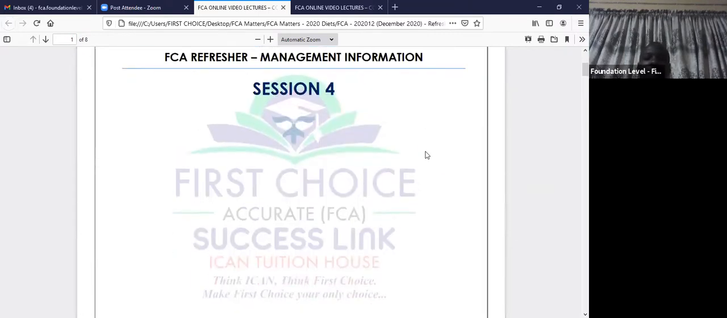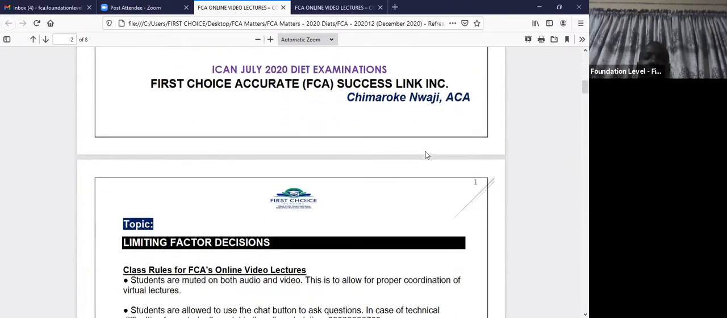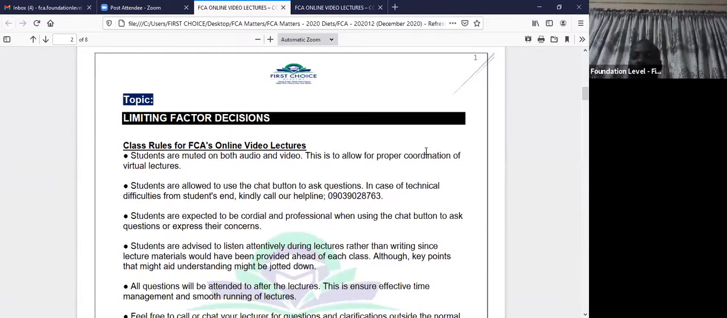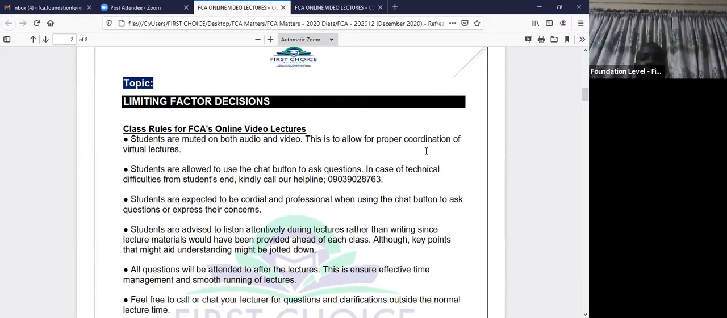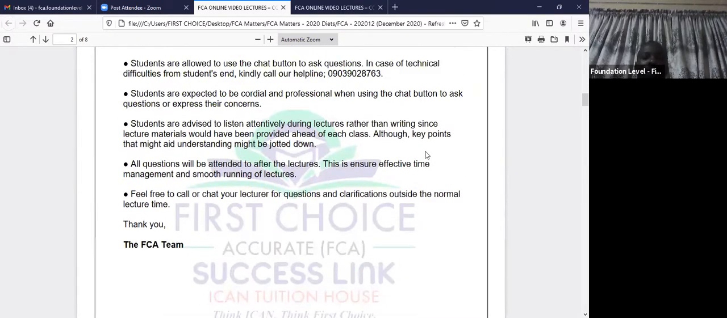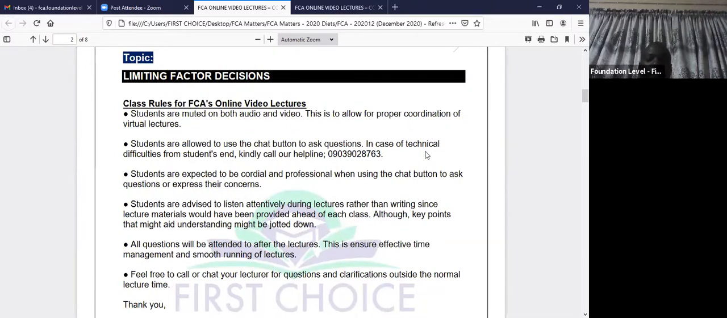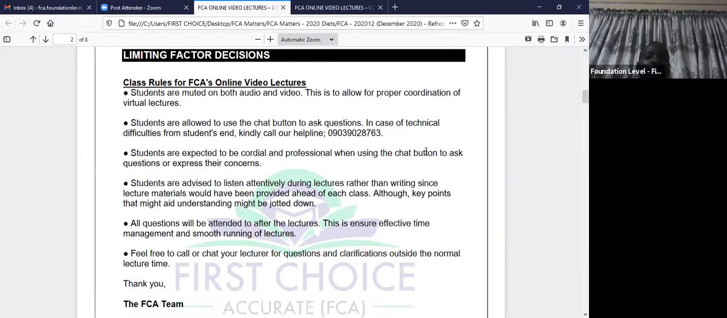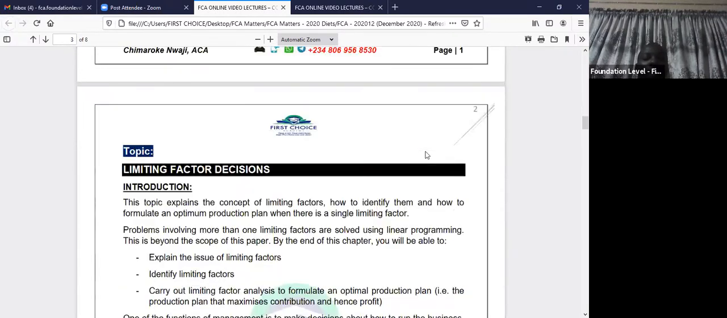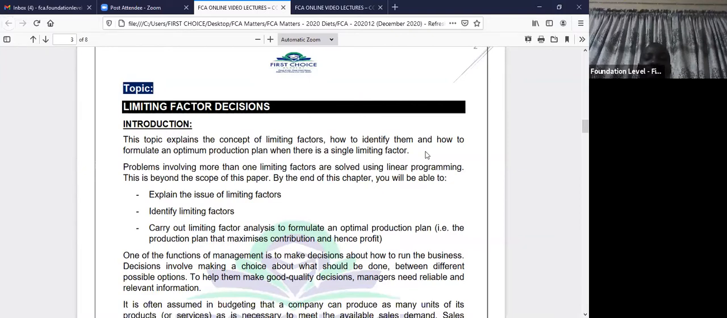We are going to be looking at one key topic, which is limiting factor decisions. Limiting factor decisions are short-term decisions. These are decisions that management take when they have scarce resources. We are going to be looking at some elements that will help us to identify limiting factors. We'll be looking at how we can get an optimal production plan when there is a single limiting factor.